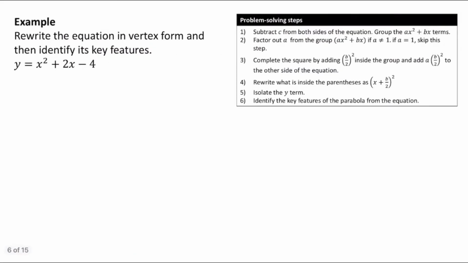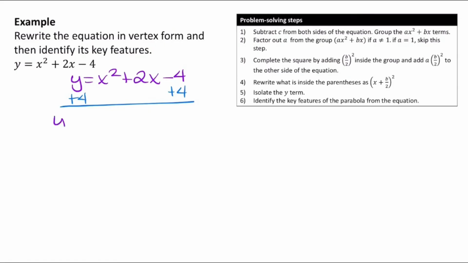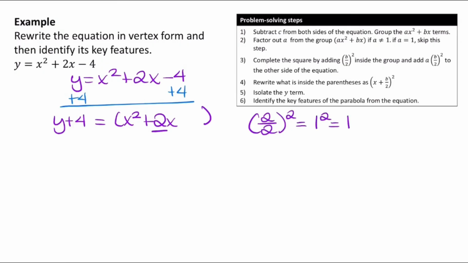So let's try this example. Let's rewrite in vertex form and identify key features. I'm going to start off by moving that value of c to the other side of this equation. That means I'm going to do the opposite of minus 4, and add 4 to both sides. When I add 4 to both sides, I get y plus 4 equals, and then I'm going to put my x squared plus 2x into a group. I'm going to leave a little bit of room because I know that I need to add b over 2 squared. b in this case is 2, so I do 2 divided by 2 and then square it. Well, 2 divided by 2 is 1, so we have 1 squared, which is equal to 1. Now I'm going to add 1 to both sides.